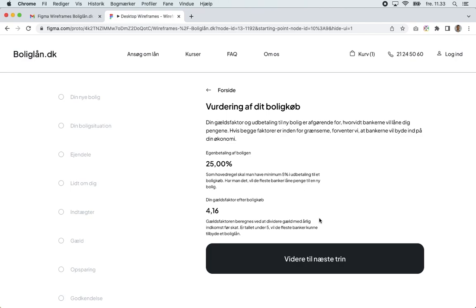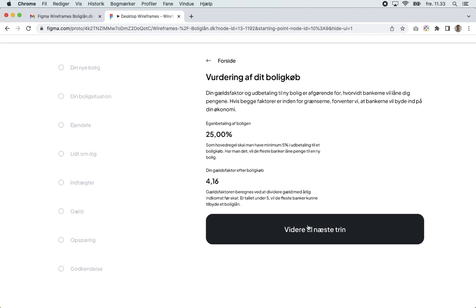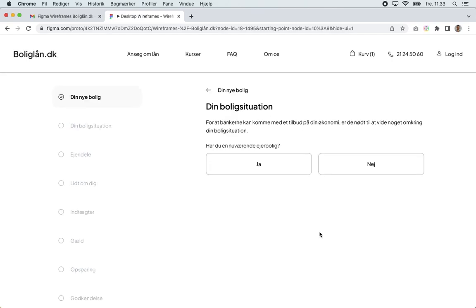We just make the screen. No, it's right. Good. Din gældsfaktor efter boligkøb. Okay. That's good. That's really intuitive to actually know here. That's nice because I haven't seen that step in any of the other cases I saw on my banker or... Okay. Er det nuværende ejerbolig?